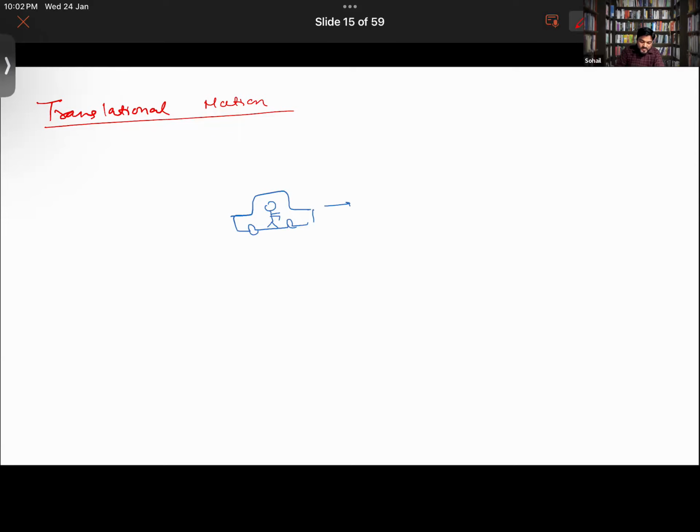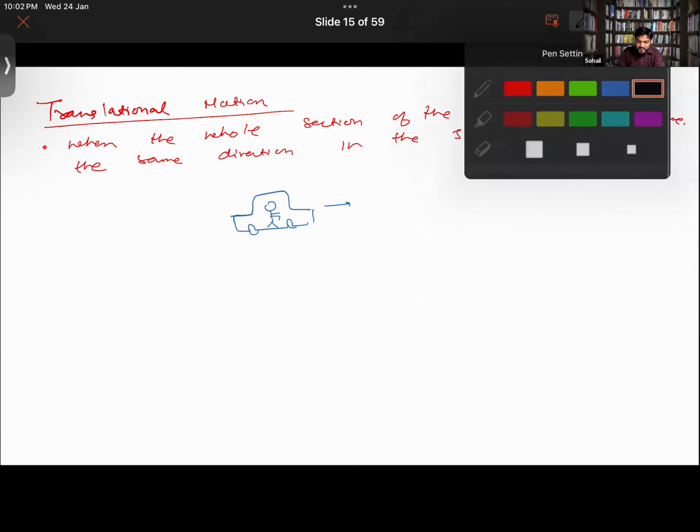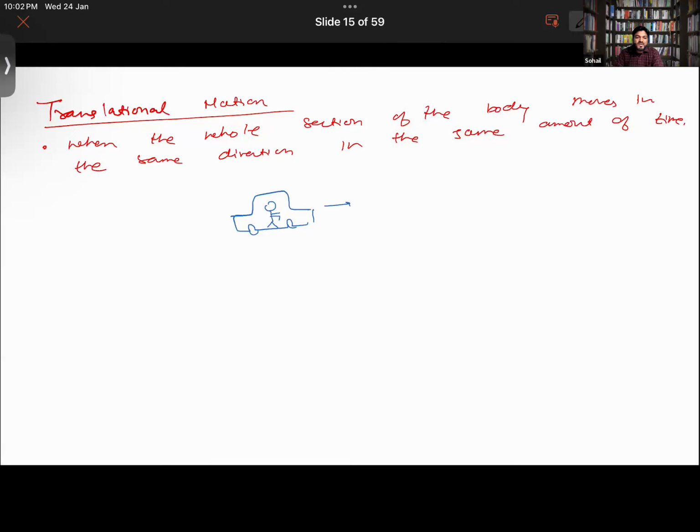That is it. So let me first write the definition. When the whole section of the body moves in the same direction in the same amount of time, that is called translational motion. Further, you have two types of motions which are also studied under translational motion. Namely, you have curvilinear motion, and next you have rectilinear motion.